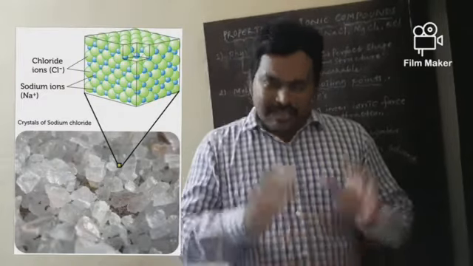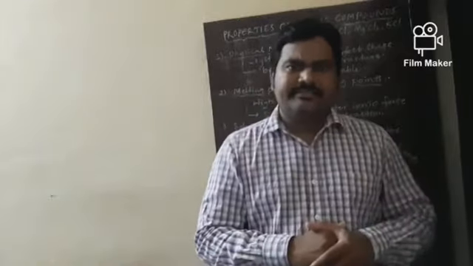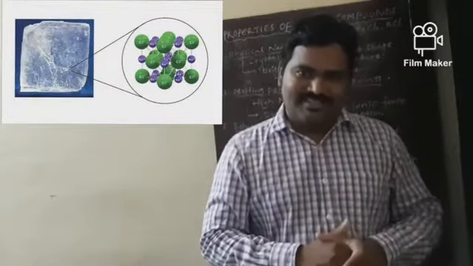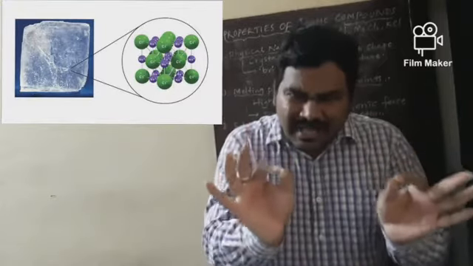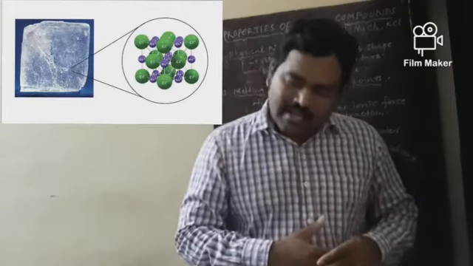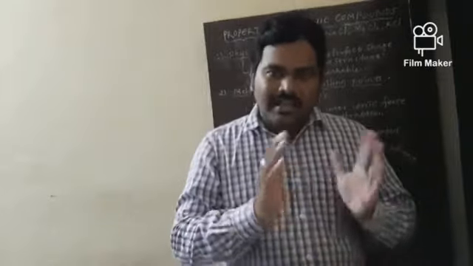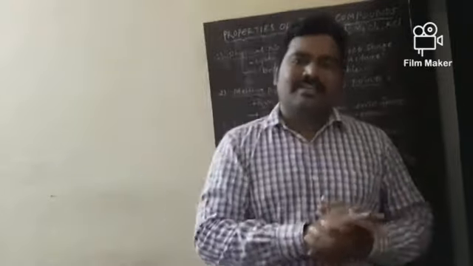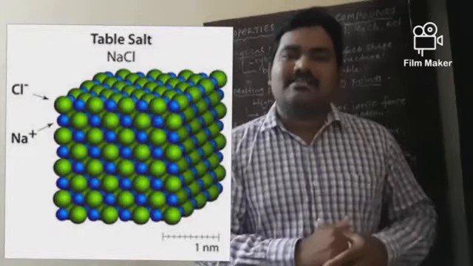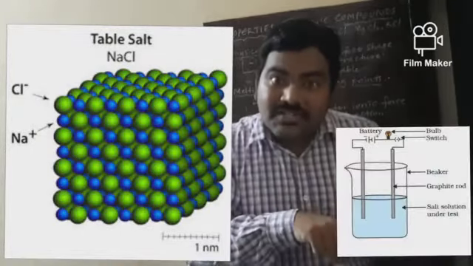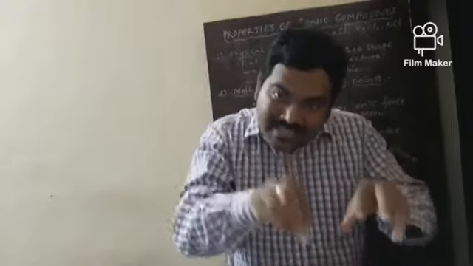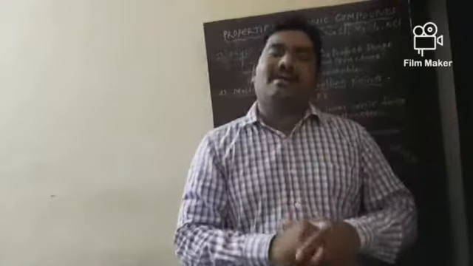Why? Because in solid sodium chloride, ions are present, but ions are unable to move in random directions due to the strong force of attraction between positively charged ion and negatively charged ion. In fact, that is called ionic bonding. Because of this strong ionic bonding, they are unable to move, but ions are present. So solid ionic compounds are bad conductors of electricity, whereas in aqueous or molten state, ionic compounds are good conductors. What is the reason, my dear students? Due to the presence and movement of ions.